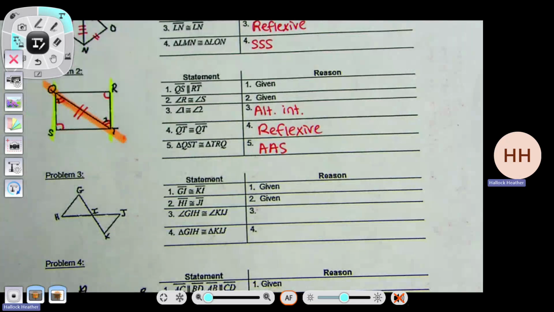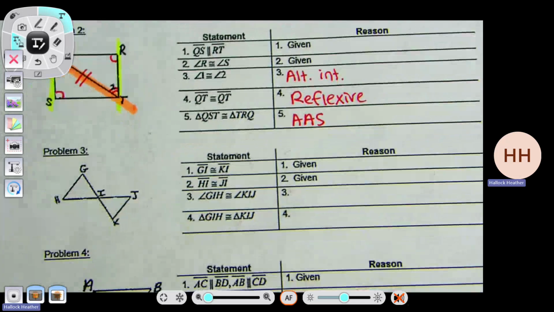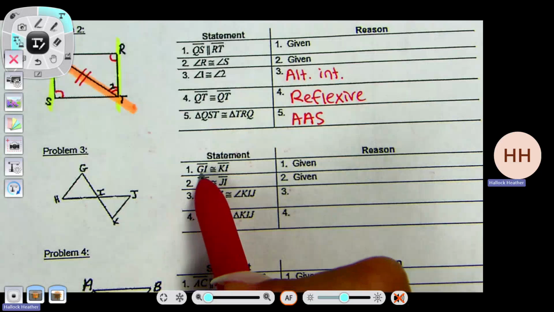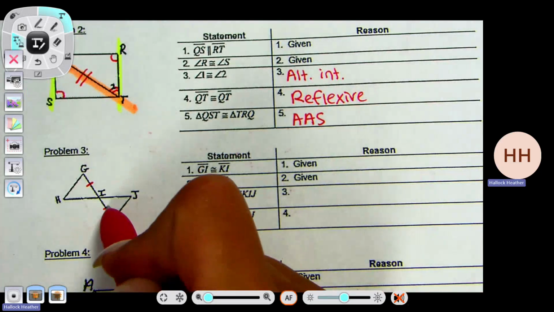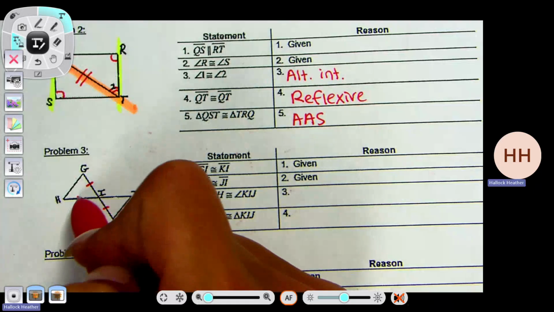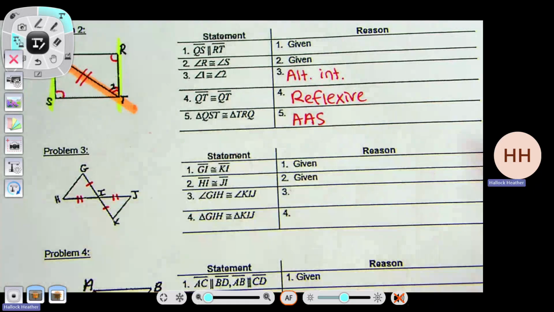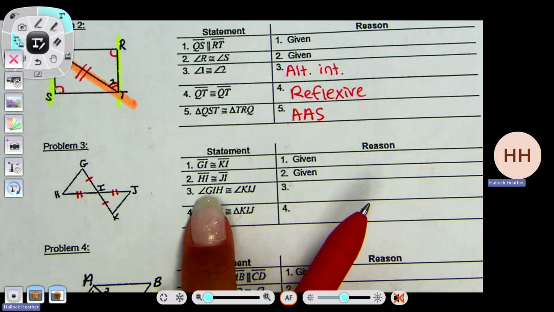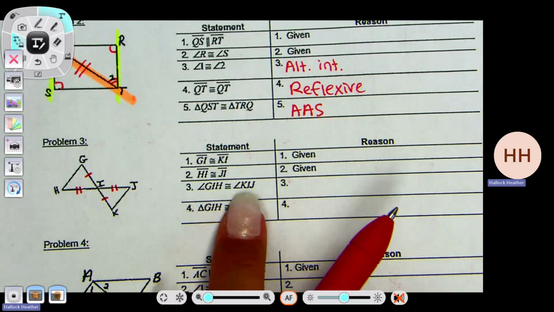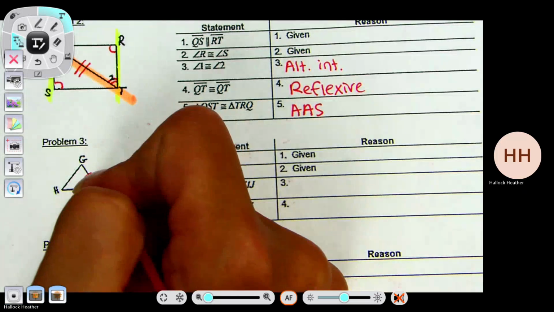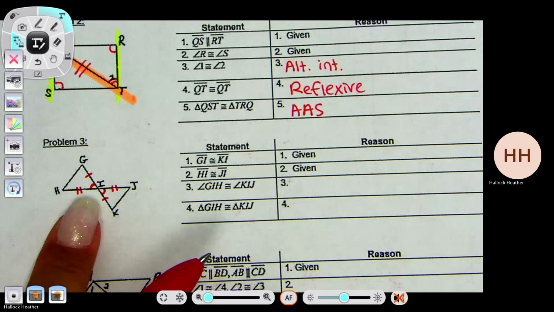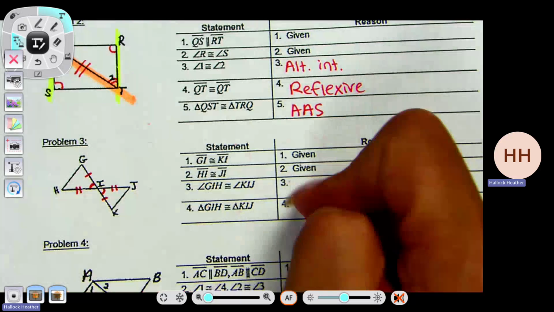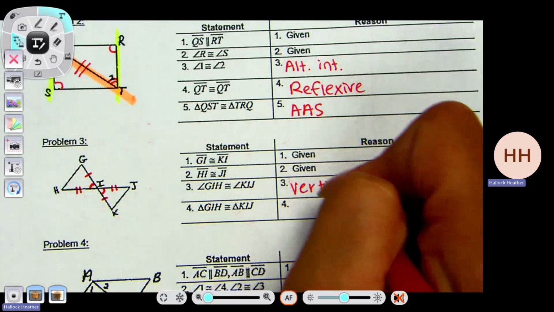Let's go over number 3. You probably had enough time to get to number 3 because I was chit-chatting. So GI, what the heck is wrong with these pictures? GI matches with KI. HI matches with JI. How do you know GIH is congruent to JIK? Vertical, because they kiss. Anytime they kiss, that's vertical angles.